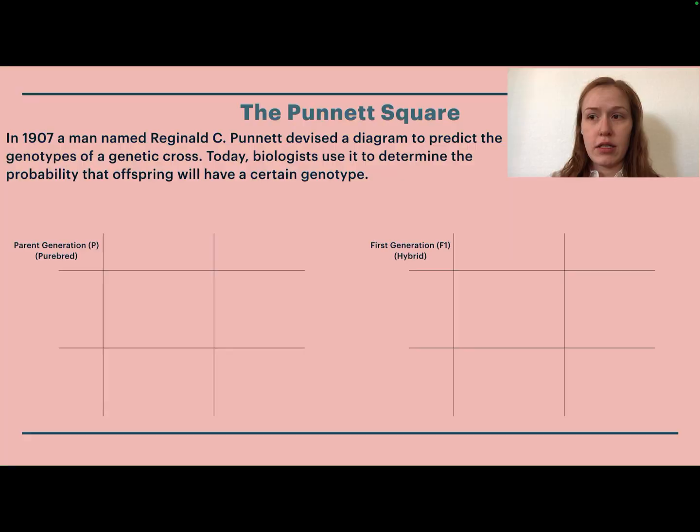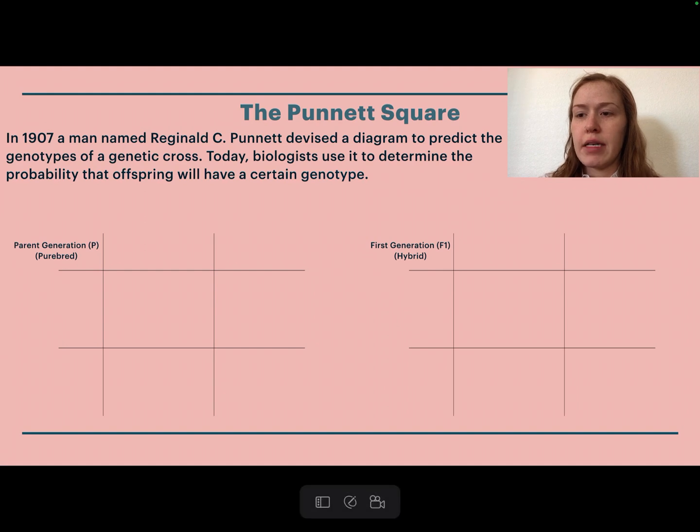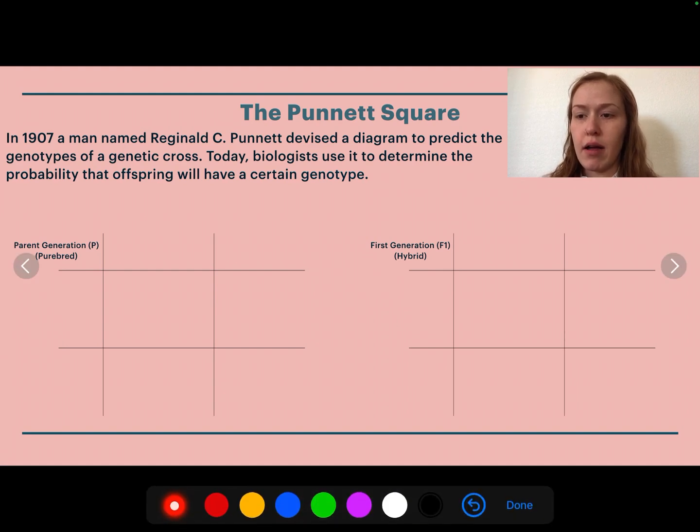So a good way to show all this is through a Punnett square. In 1907, a man named Reginald C. Punnett devised a diagram to help predict the genotypes of a genetic cross. Today, we still use these as a way to help predict the probability that a certain offspring will have certain genotypes. And the way we denote this is through capital and lowercase letters.